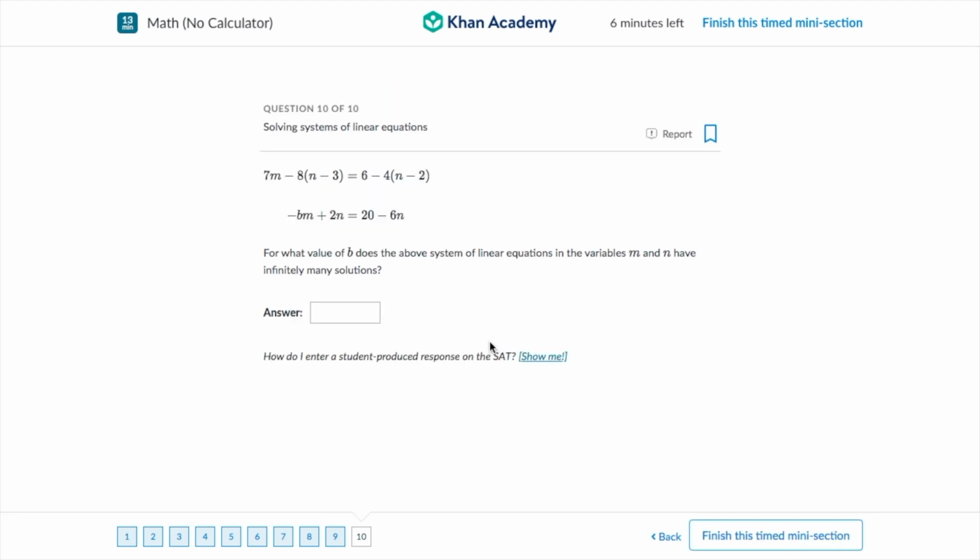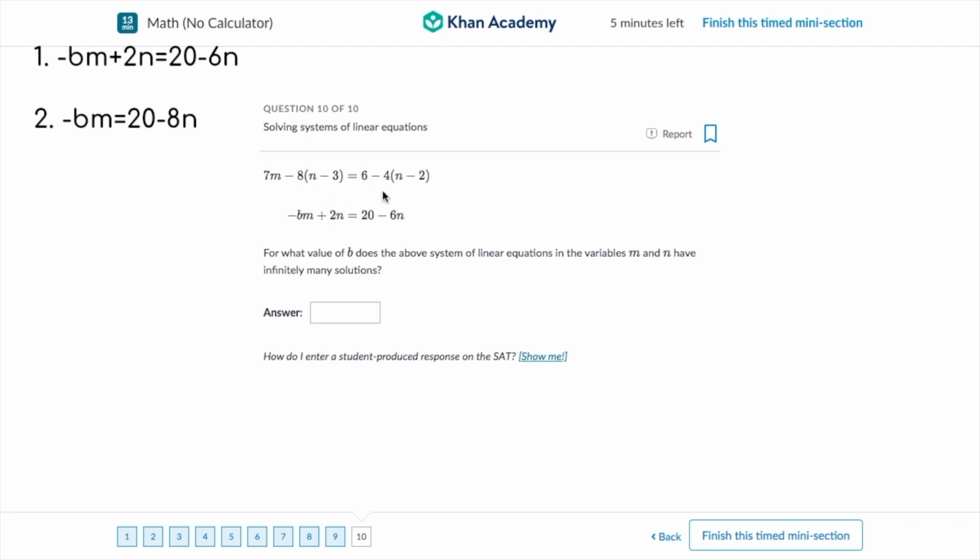And now we're on to the final question. 7m minus 8 times n minus 3 is equal to 6 minus 4 times n minus 2. And we need to find a value of b so that m and n have infinitely many solutions. Well, let's think about how we can get infinitely many solutions. To get infinitely many solutions, both of these equations have to be equal. So if you have a pen or paper lying around, then you could use that. So let's try to simplify this equation first.